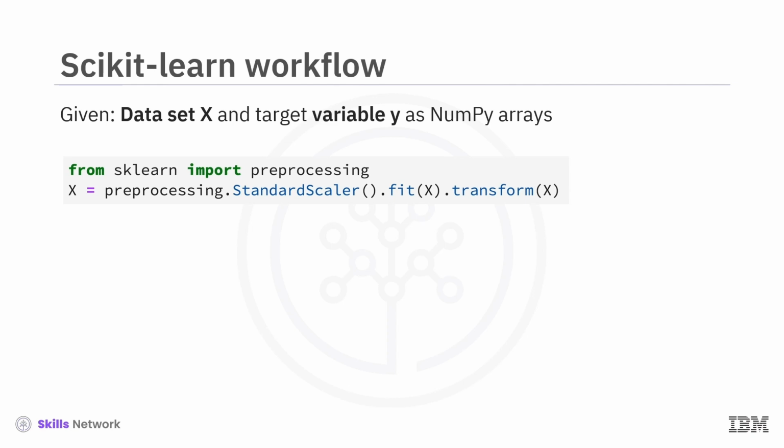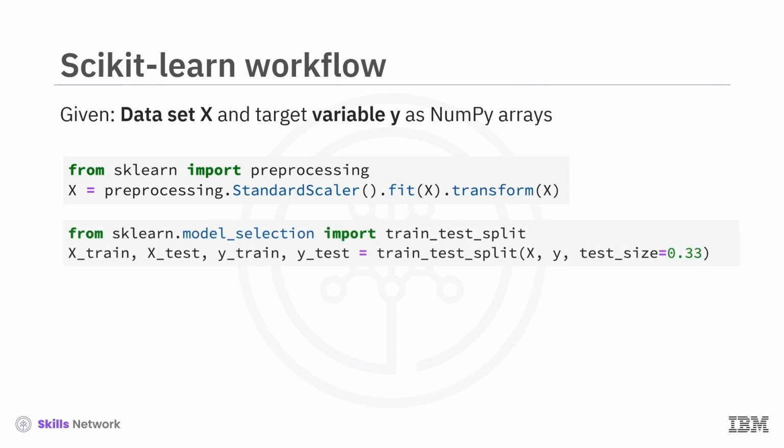In supervised learning, you want to split your dataset into train and test sets to train your model and then test the model's accuracy separately. Scikit-learn can split arrays and matrices into random train and test subsets for you in one line of code. Here, 33% of the data is reserved for testing.